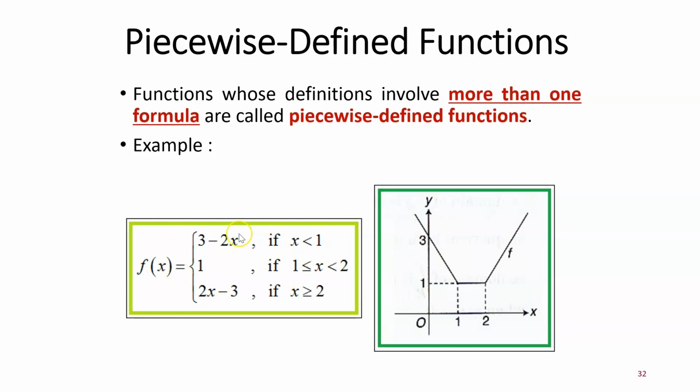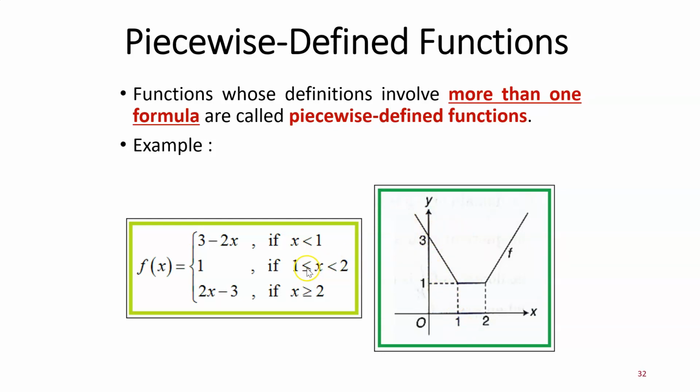So when you have this type of function, the graph looks like this. For 3 minus 2x, it is this line, the decreasing line. For x less than 1, this is 1, right? So the less than 1 will be this side.